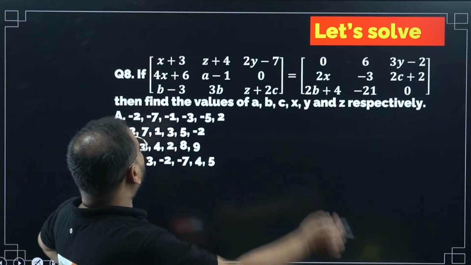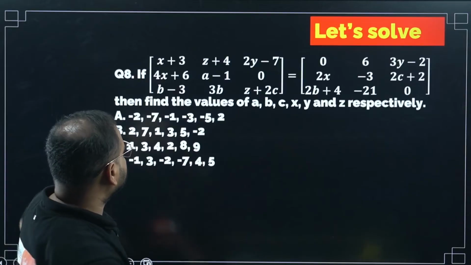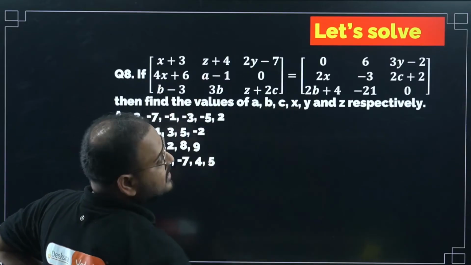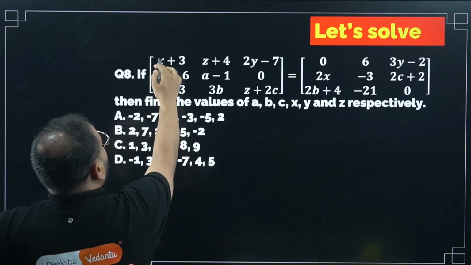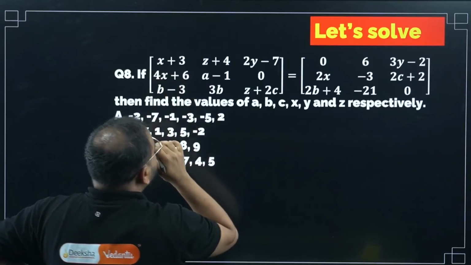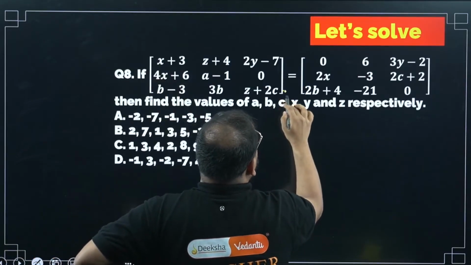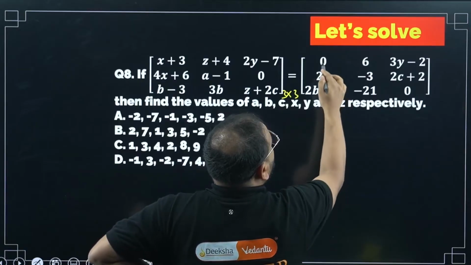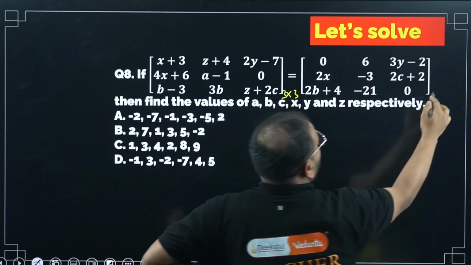Okay, they are saying that the matrices are given equal. This matrix is given equal to this. Let's check the order first. What is the order? Number of rows is 3, columns is also 3, so this is 3 cross 3. What about this? 3, 3. Correct. 3 cross 3 only.